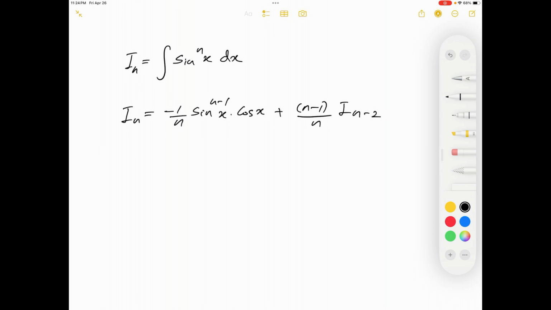In fact, we discussed a complete example also using this formula. The example that we discussed was I sub 7, which was the integration of sine 7th power x dx. After solving that integral using this reduction formula, we figured that the final answer tends to be fairly long.